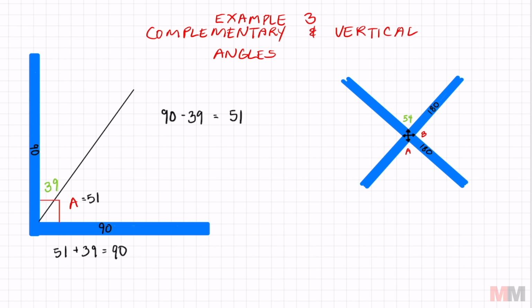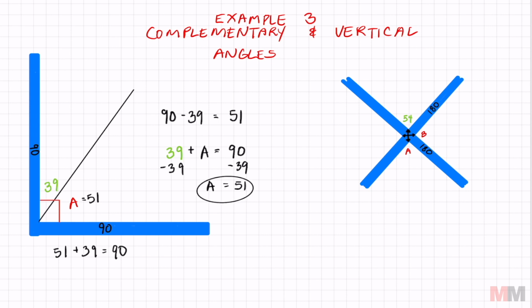Or if your teacher is making you write equations, it's all good because it's still easy. 39 plus this angle measurement A is gonna equal 90 degrees. And all you gotta do is get A by itself, subtract 39 on both sides, and you will get the same answer. A equals 51.